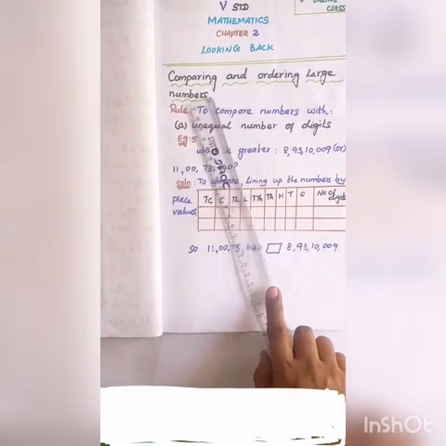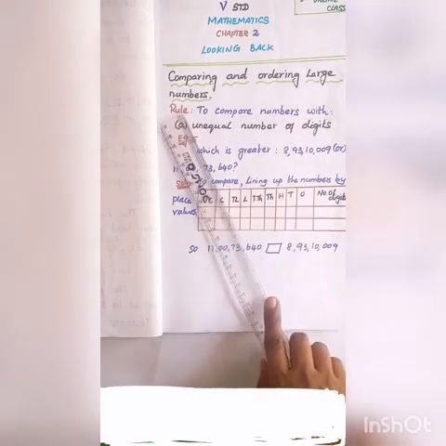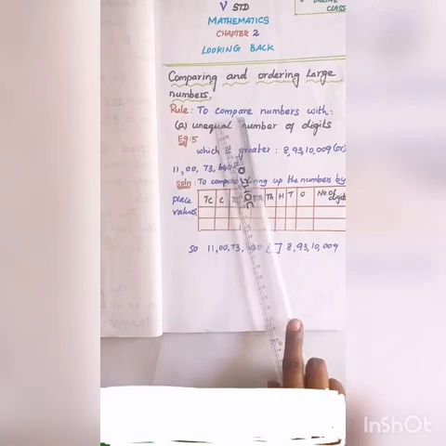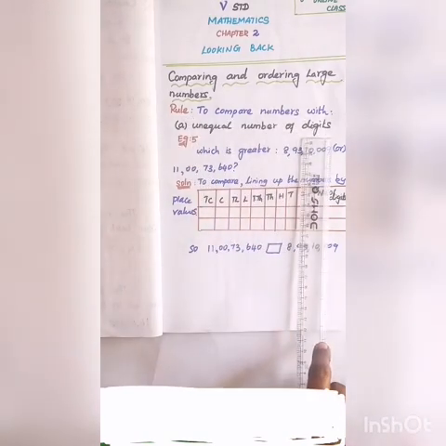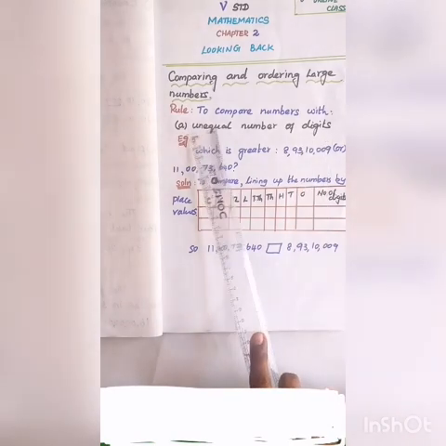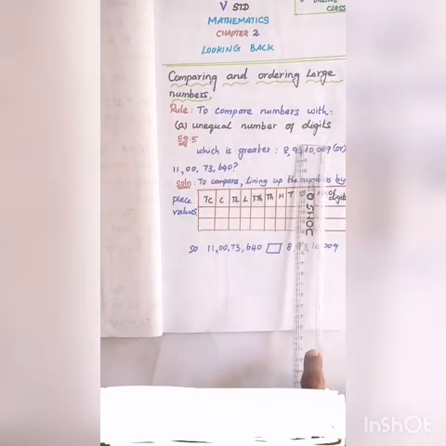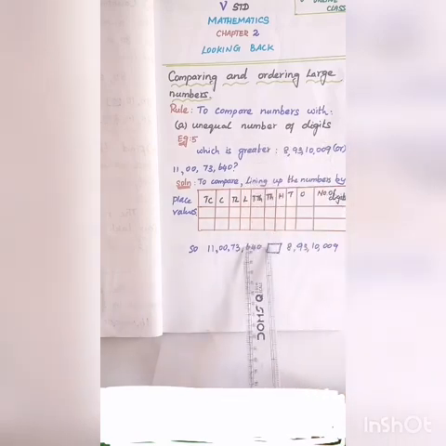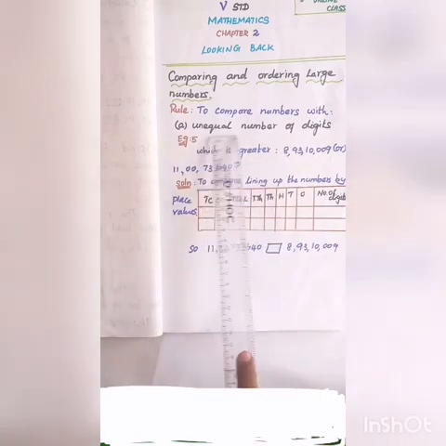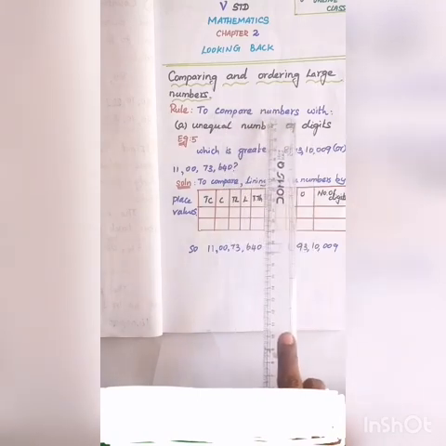Next topic, comparing and ordering large numbers. Here you have two rules. First rule, to compare numbers with unequal number of digits. What is the given? Unequal number of digits, that is, the given digits are not equal. After seeing this Example 5, you will be clear in this concept.